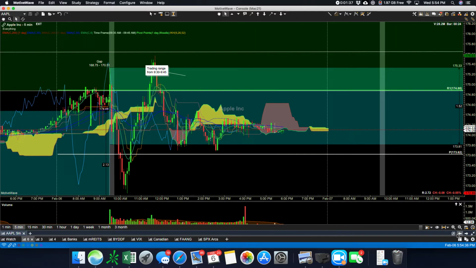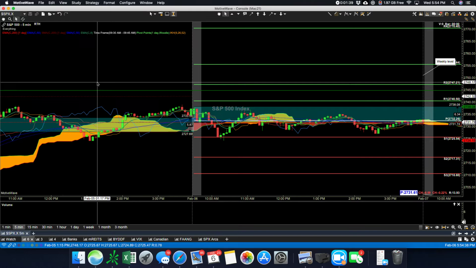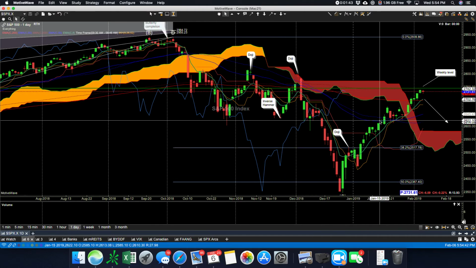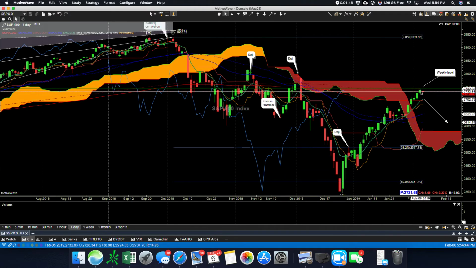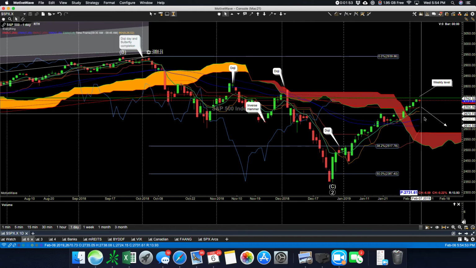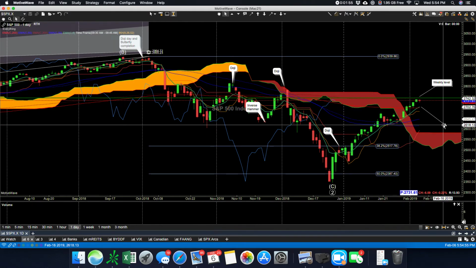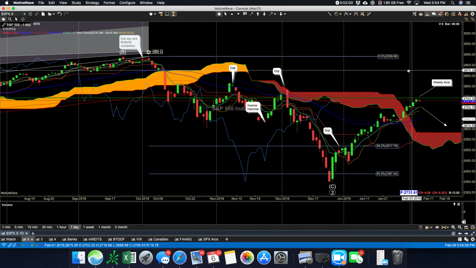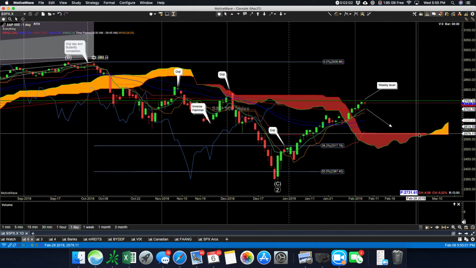Let me go back to the SPX and the S&P 500. Let's look at it on a daily time frame, and we're seeing that we still have the candle above the cloud, but as I said, flat clouds attract, so be careful. There could be a pullback over the next 26 days to this flat part of the cloud.